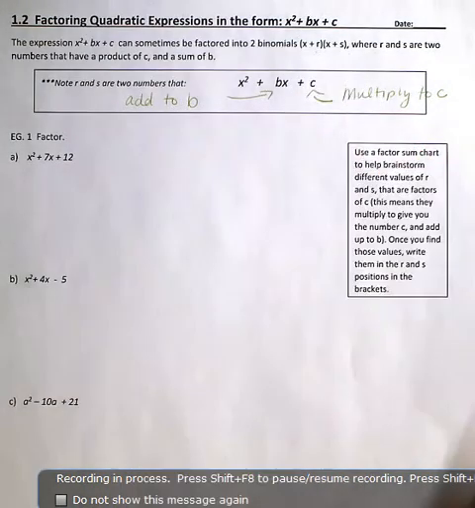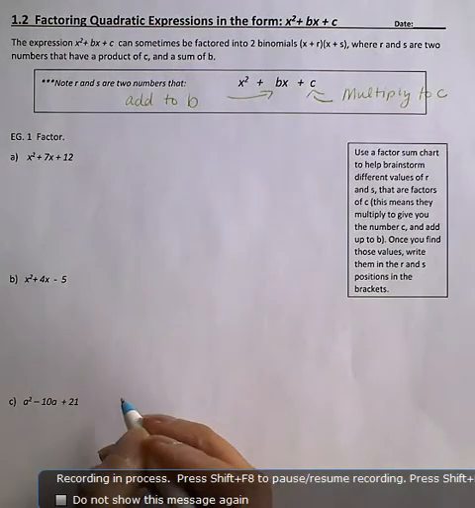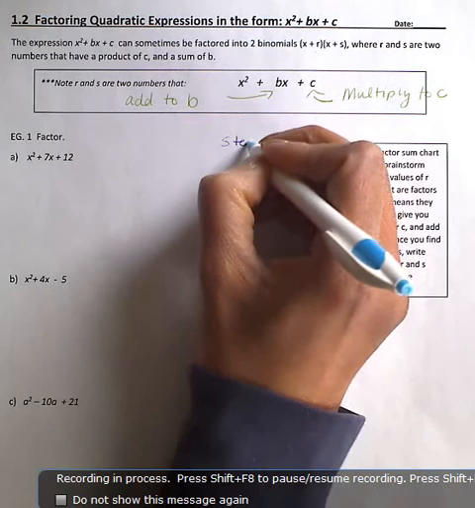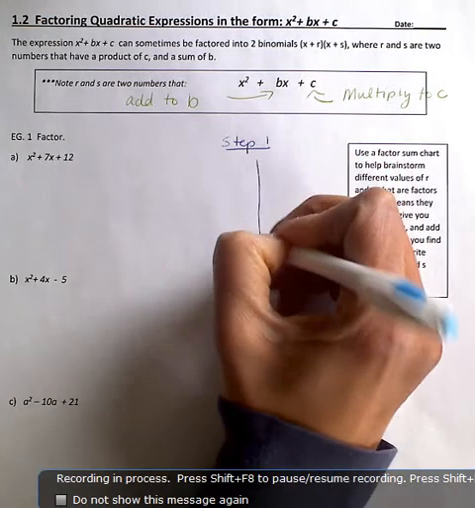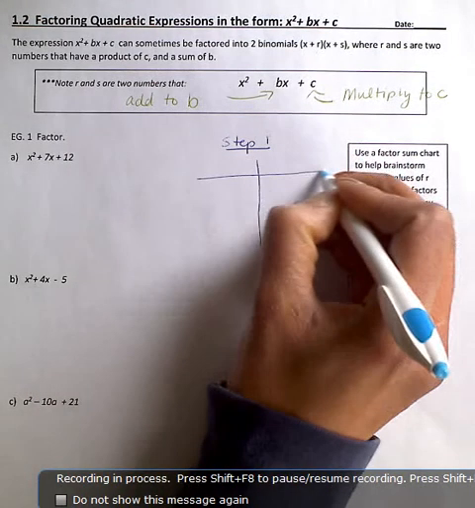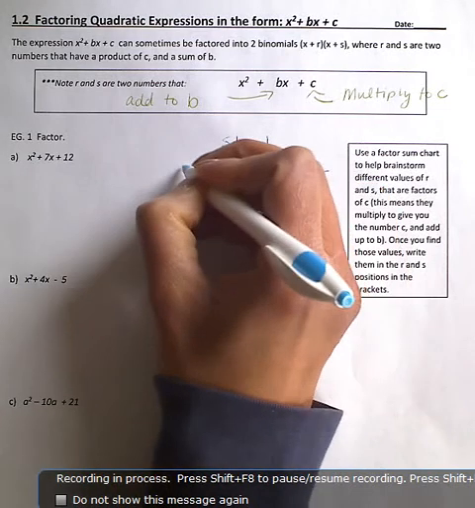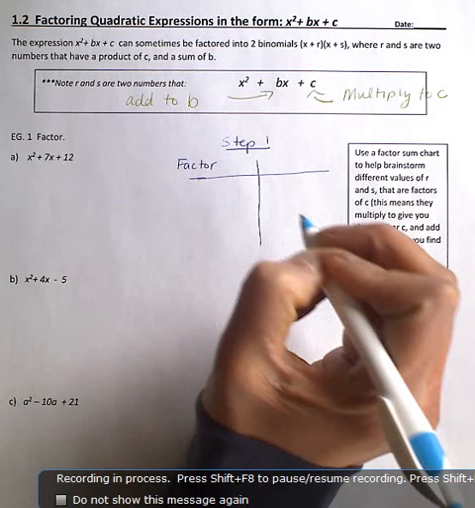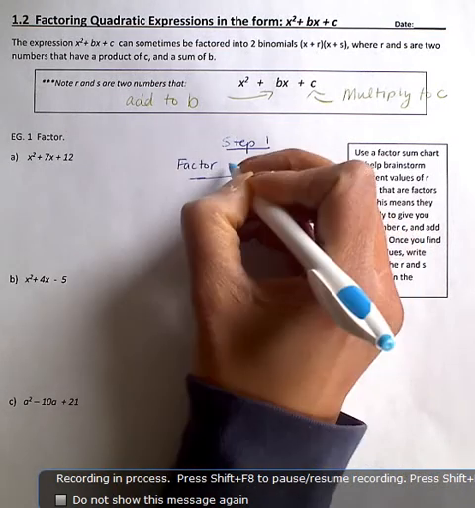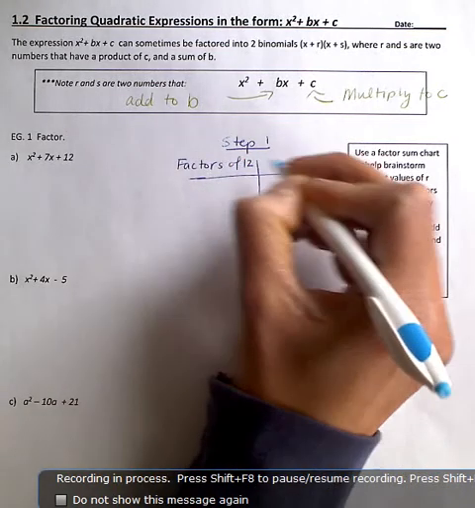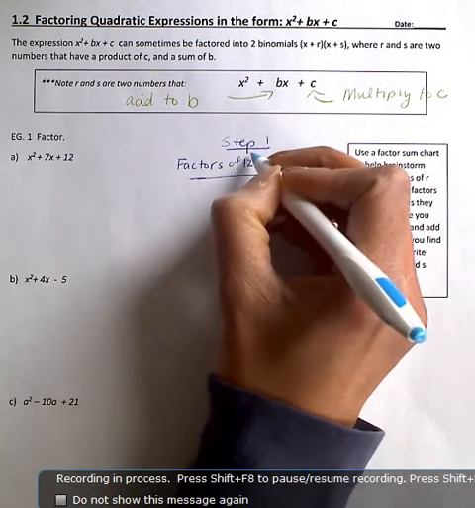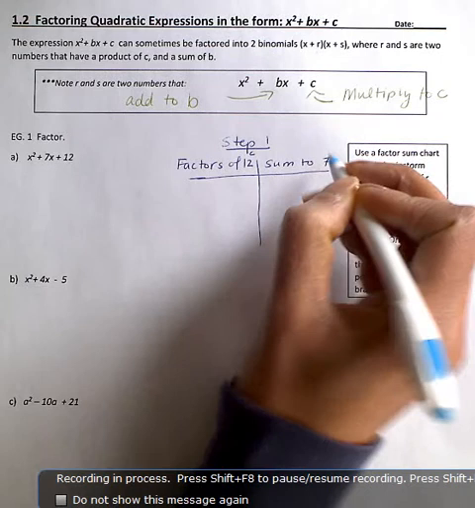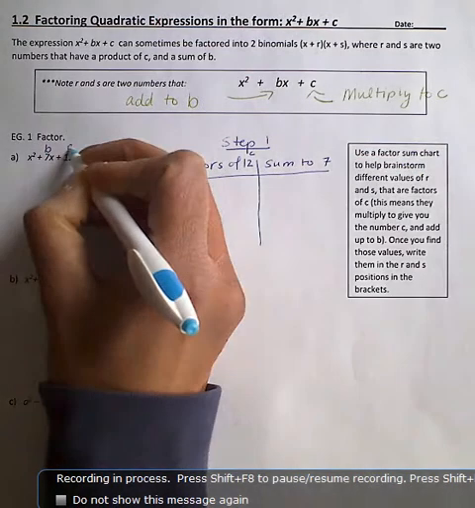Okay, so let's go through this first example. We're going to start with this first step. I'll just write down step 1. We're going to make a factor sum chart. This helps us brainstorm, and I strongly encourage you to do this when you don't recognize the numbers right away. So we're looking for factors of 12, because that's c. That sums to b, which would be 7. Okay, so there's b and that's c.